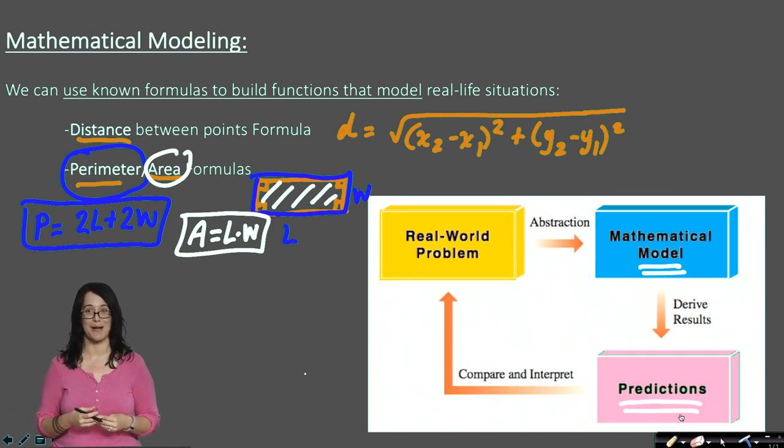All right, so we're going to jump into a couple of examples, and I encourage you to click on the Desmos links provided in the notes. Otherwise, you could go to desmos.com or a graphing calculator and type them in yourself.